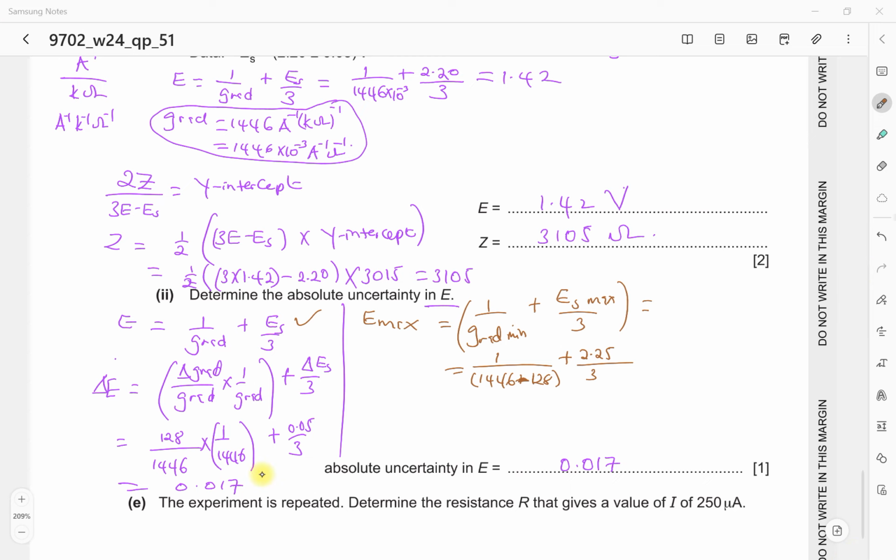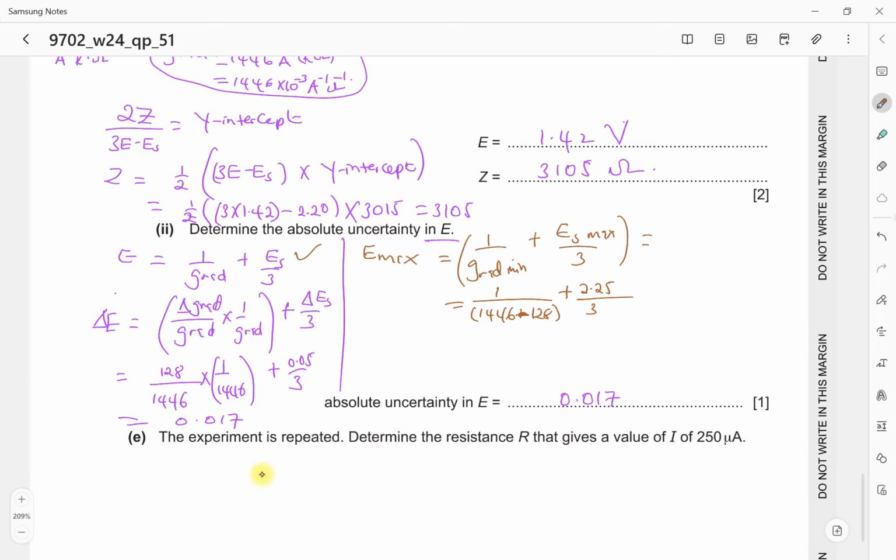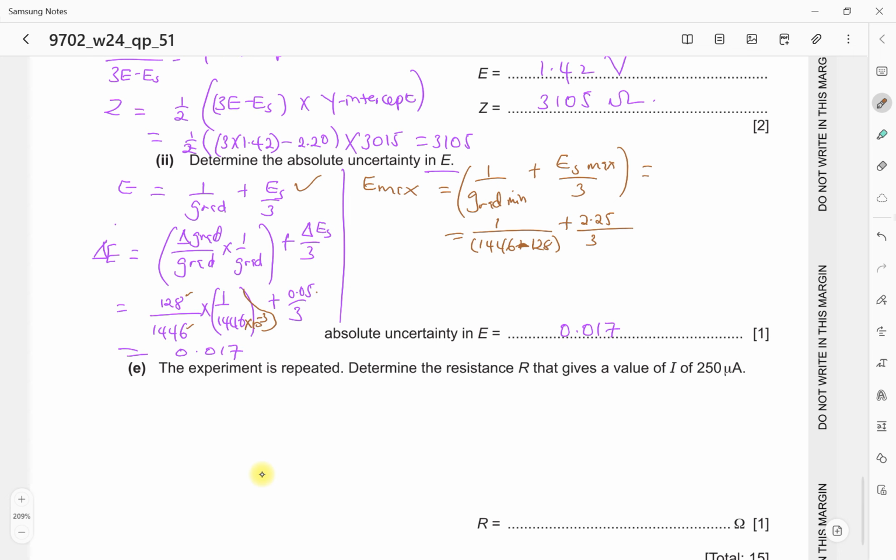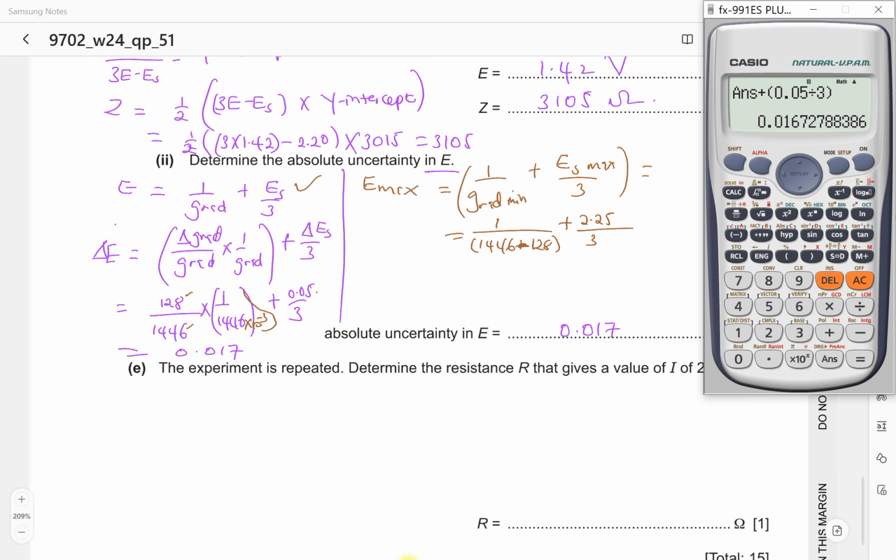I think I forgot to change here, because ES is in volts, this gradient should also be changed to times 10 to the power of minus 3. This gradient here, 1 over the gradient, because I'm going to add here, I don't change this part because these have the same unit, so they cancel out. But I cannot add if the units are not the same. So I have to first check that again.